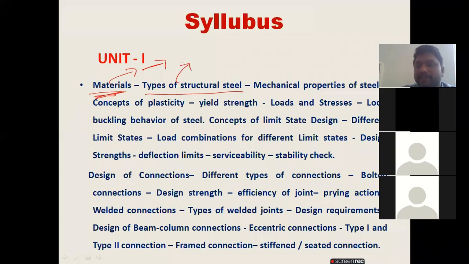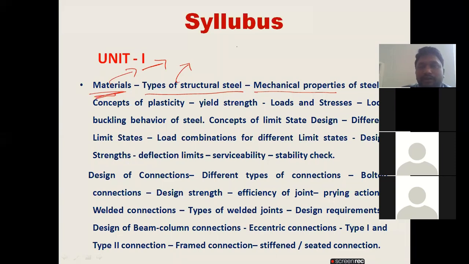We have different types of structural steel. Mechanical properties include the ultimate strength, yield strength, yield stress, tensile stress or ultimate stress, and the maximum percentage of elongation. Those are the mechanical properties. Coming to the physical properties, we have the unit mass of steel.